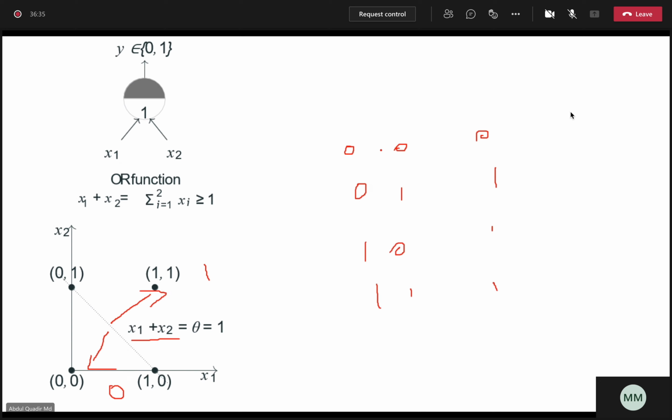All the zero points are classified as 0. Anything on the line or above the line is classified as 1. The point 0,1 is classified as 1, 1,0 as 1, and 1,1 as 1. Anything above this line is classified as 1. Getting the point, students? What is happening here? The OR function is linearly separable.